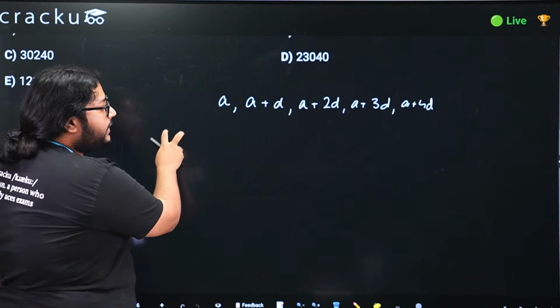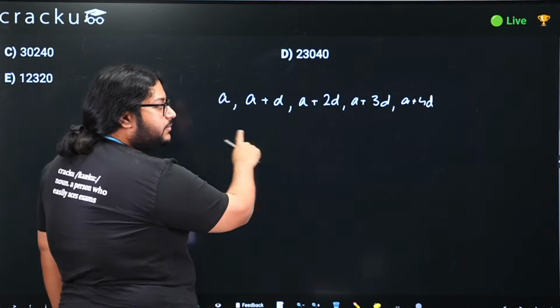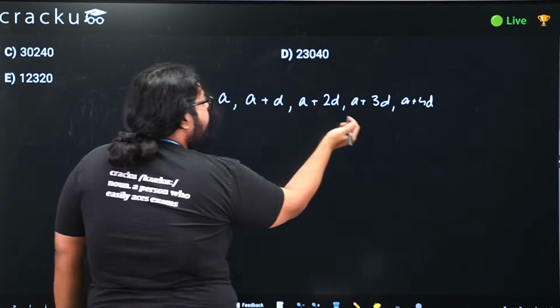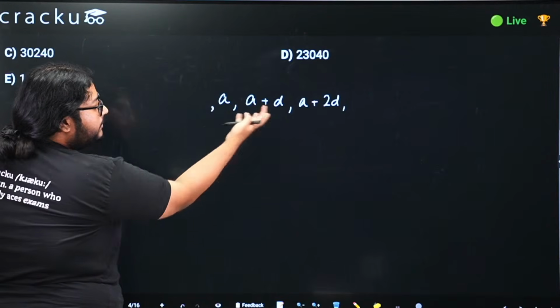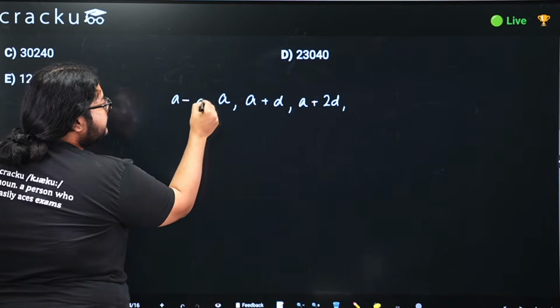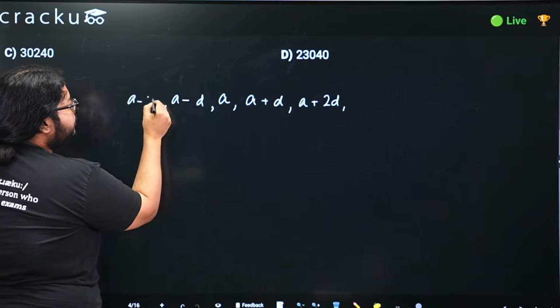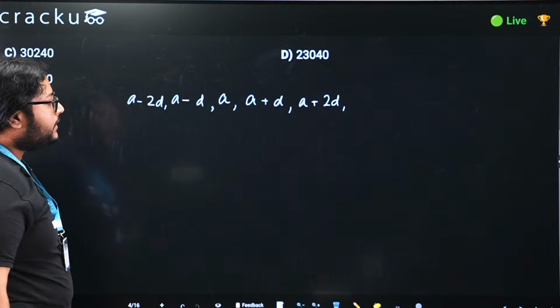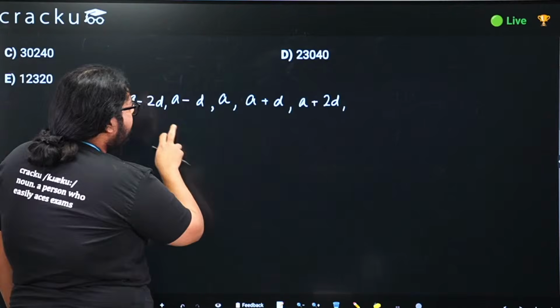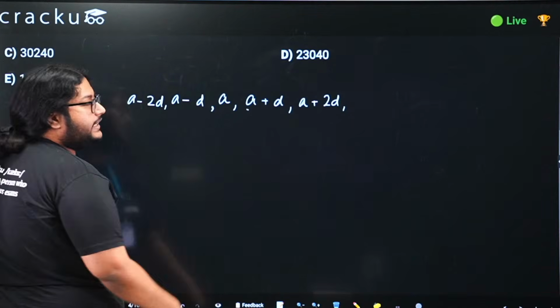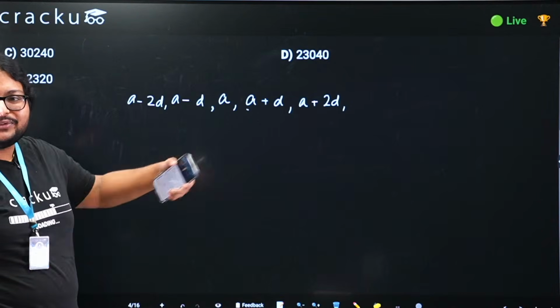So what we can do here is, instead of taking the 5 terms to be this, we can take the 5 terms to be something like this. Take two terms from behind, a minus d and a minus 2d. Why do we do this? Because we want to find the sum, right? So when I add up these 5 terms, all the d's get cancelled out, I get the value of a. So that is why I do this.